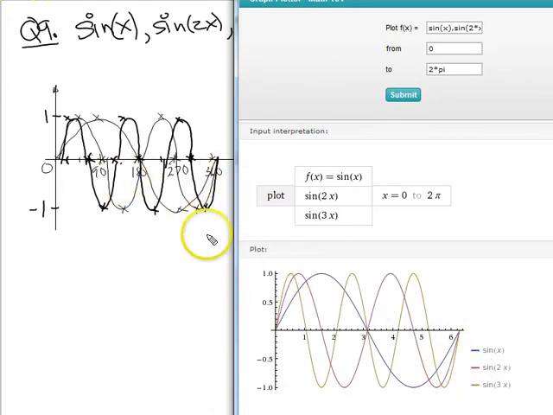It just concertinas, the bigger the x is, the more concertina the sine function would be. Okay, that's that one done then. Great, let's go on to the next question.